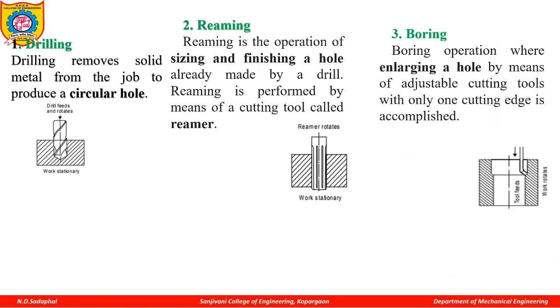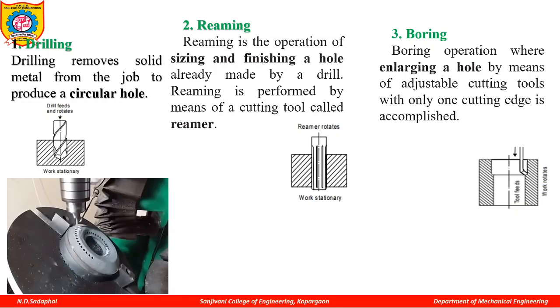Now what are the different operations which we can perform? The first operation is the drilling operation. So what is drilling? Drilling is the operation of making a circular hole inside the workpiece. Just we want to make a circular hole of any size. An application is gas burners having small holes, which can be manufactured by a drilling operation.